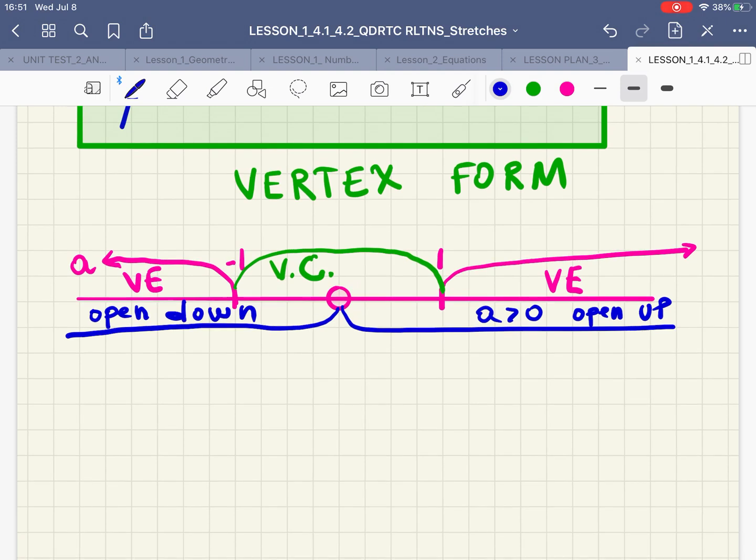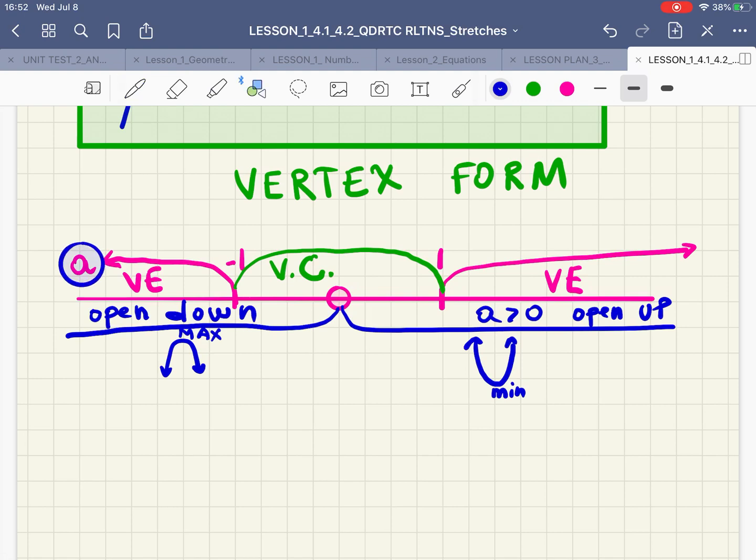In this case, the parabola would look like this, like a smiley for positive, like a frowny for the negatives. It will have a maximum when a is negative, a minimum when a is positive, okay?